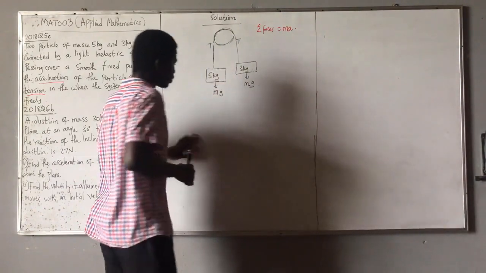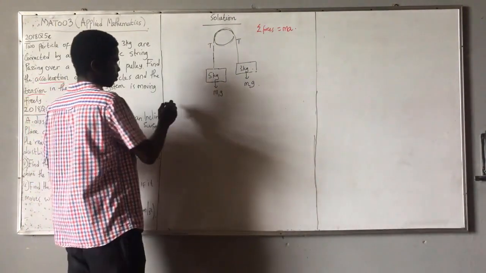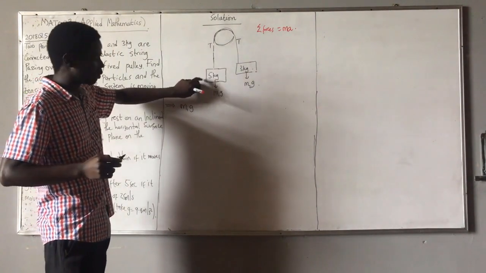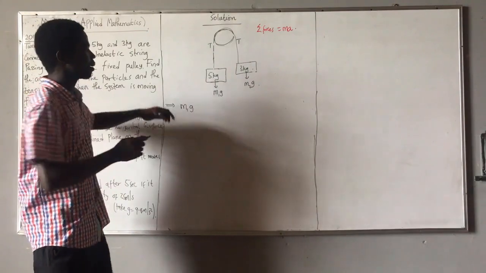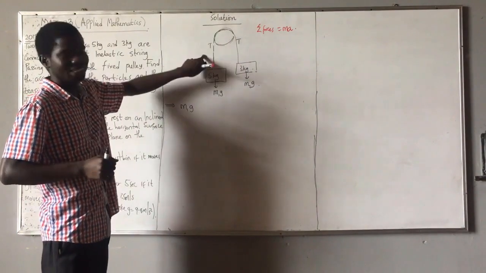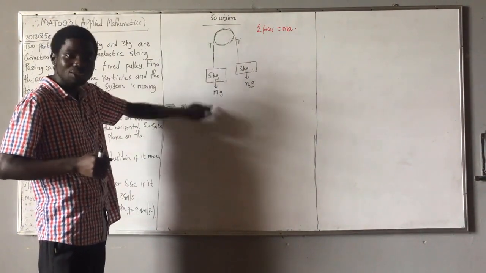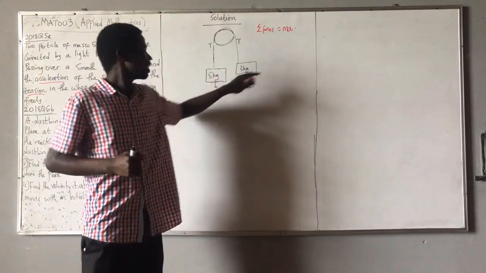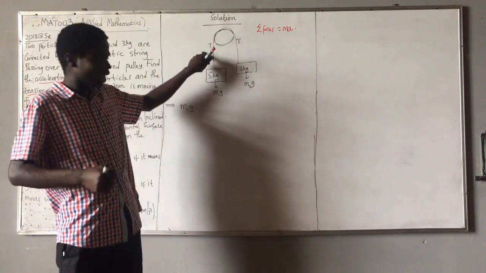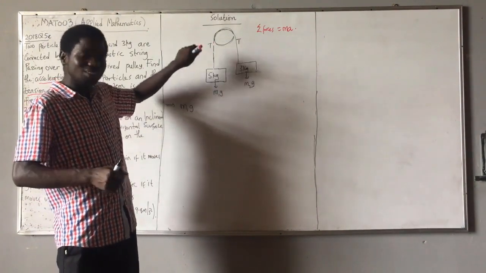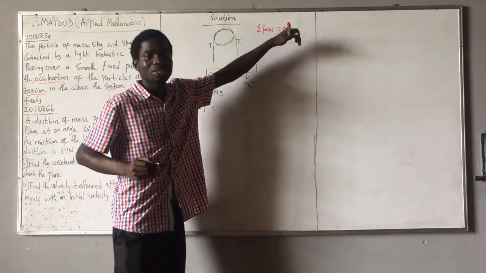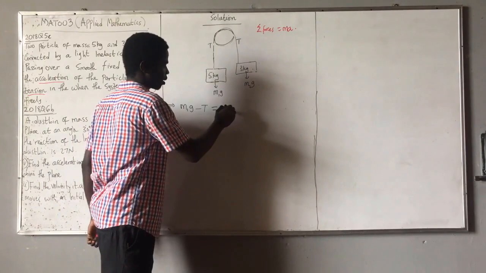Now, what do I have? For this component, M1g. Since it's coming down, the weight is greater than the tension. What is pulling this one up is the tension, and what is pulling it down is the weight. So in the summation of forces, what is greater, we subtract what is smaller. So M1g minus T is the summation of forces. It must be equal to MA.